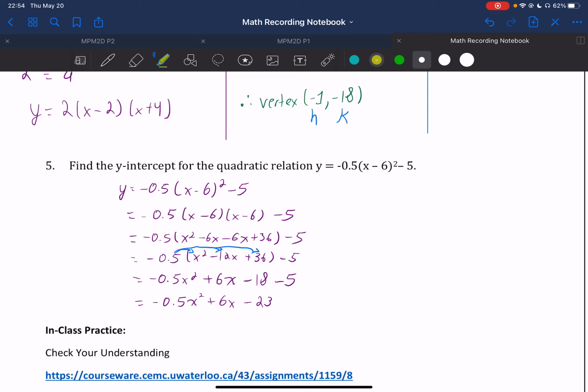This value right here, the -23, this is our y-intercept. Here's our c value, and that is our y-intercept. So we can have our little therefore. Therefore, the y-intercept is -23.